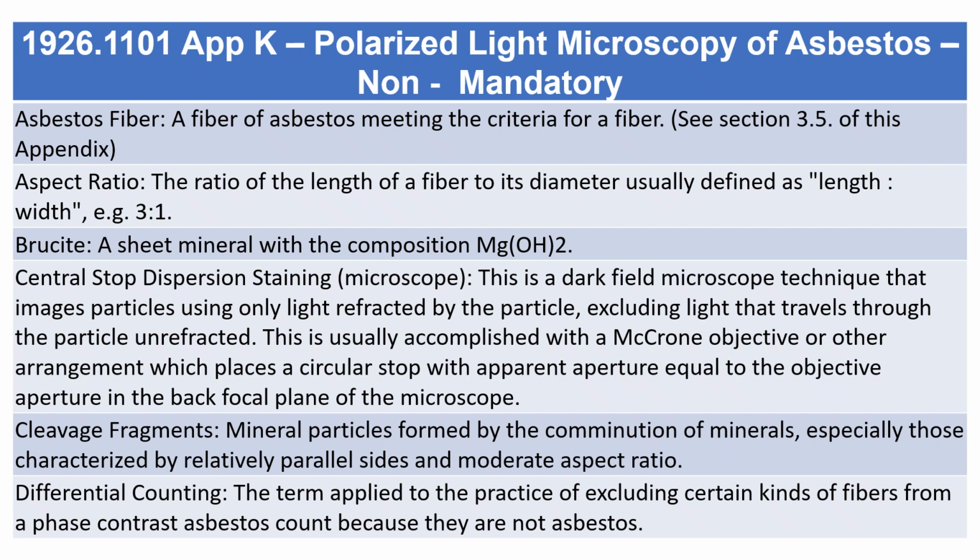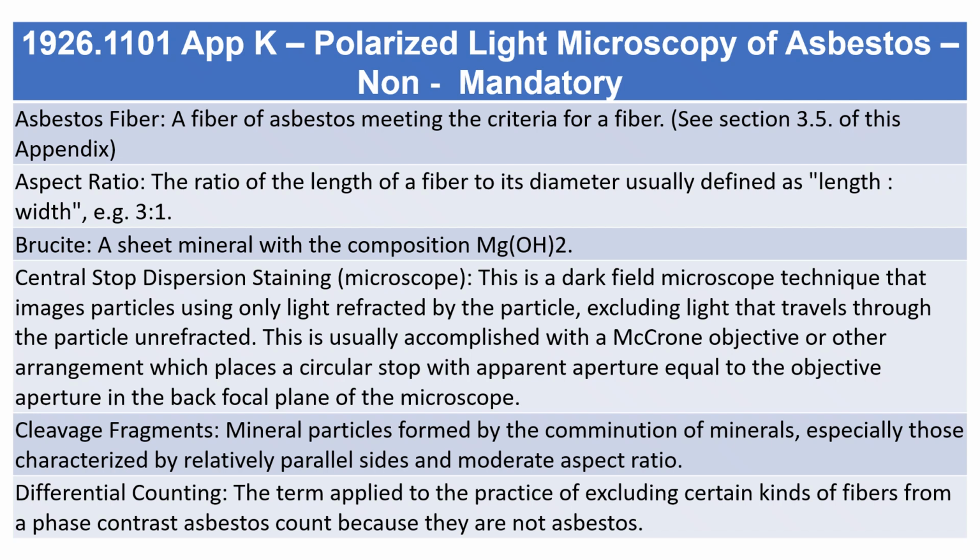Aspect ratio: the ratio of the length of a fiber to its diameter, usually defined as length:width, e.g. 3:1. Brucite: a sheet mineral with the composition Mg(OH)2. Central stop dispersion staining microscope: this is a dark field microscope technique that images particles using only light refracted by the particle, excluding light that travels through the particle unrefracted.